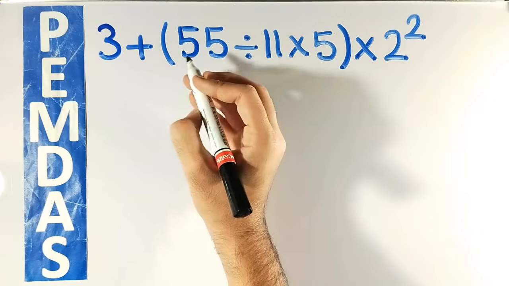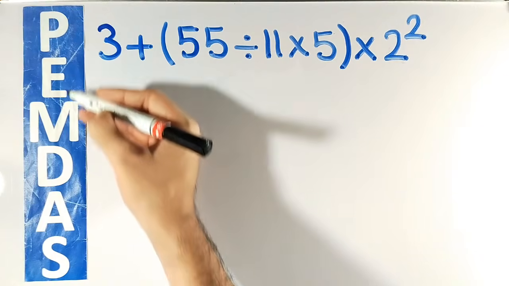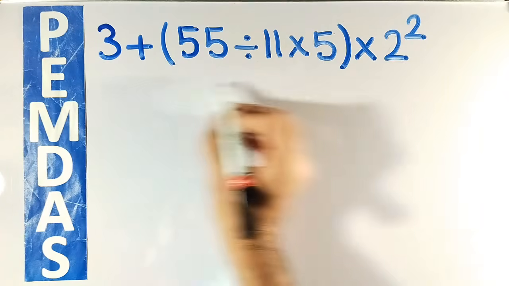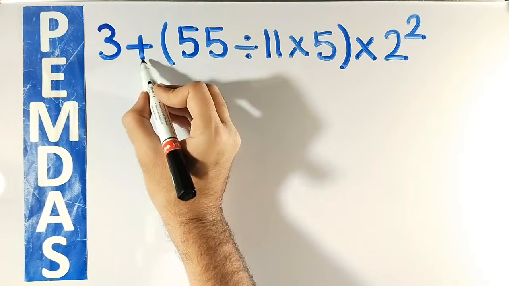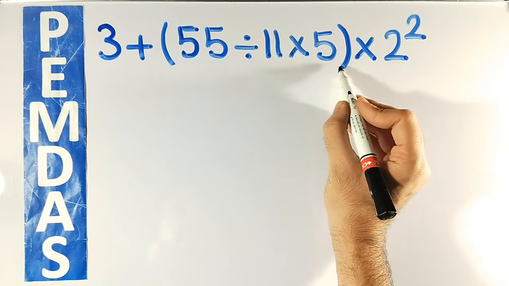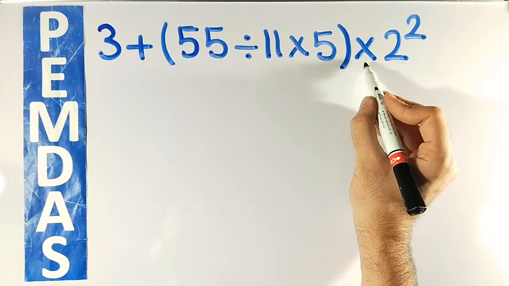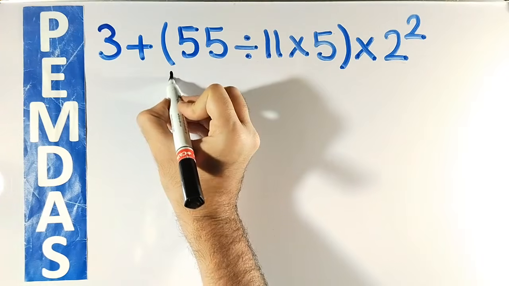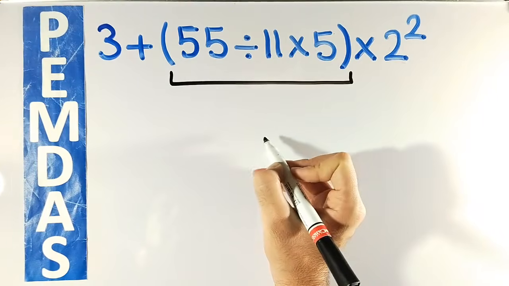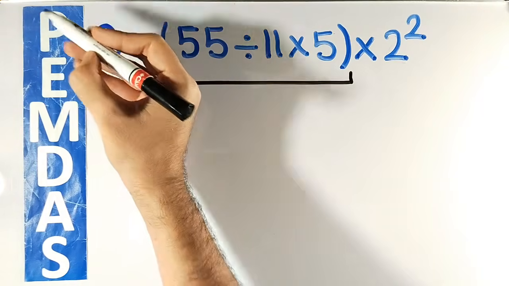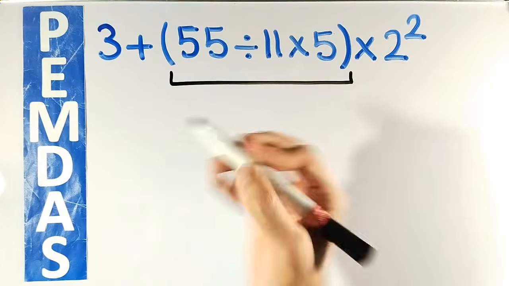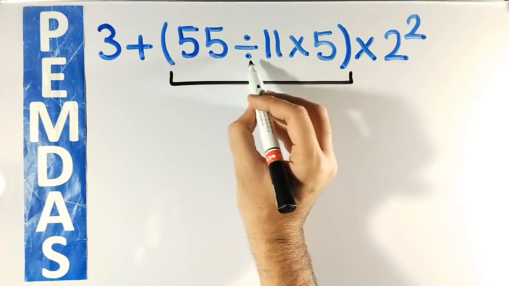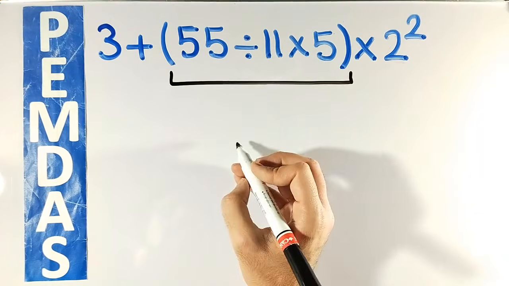To solve this question, we must follow the PEMDAS rule step by step from top to bottom. As you can see on the screen, in this expression, first we have an addition sign, then parentheses, followed by a multiplication, and finally exponent. According to the PEMDAS rule, first we go for the expression inside the parentheses, because parentheses have the highest priority than the other operation. And inside the parentheses, we have one division sign followed by a multiplication sign.